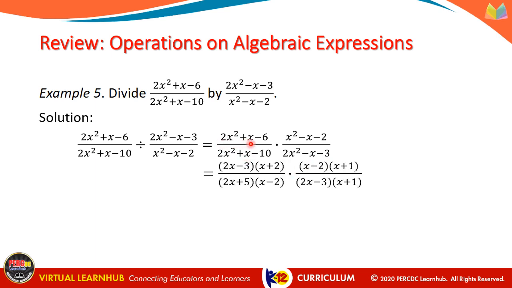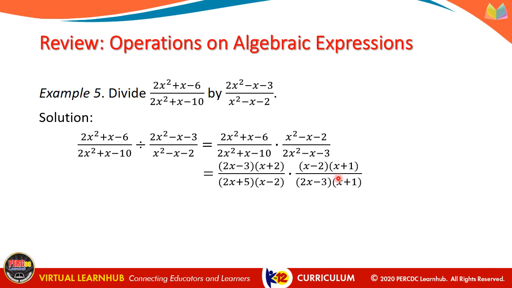Next, 2x squared plus x minus 6 can be factored as 2x minus 3 times x plus 2. 2x squared plus x minus 10 can be factored as 2x plus 5 times x minus 2. X squared minus x minus 2 can be factored as x minus 2 times x plus 1. And 2x squared minus x minus 3 can be factored as 2x minus 3 times x plus 1.